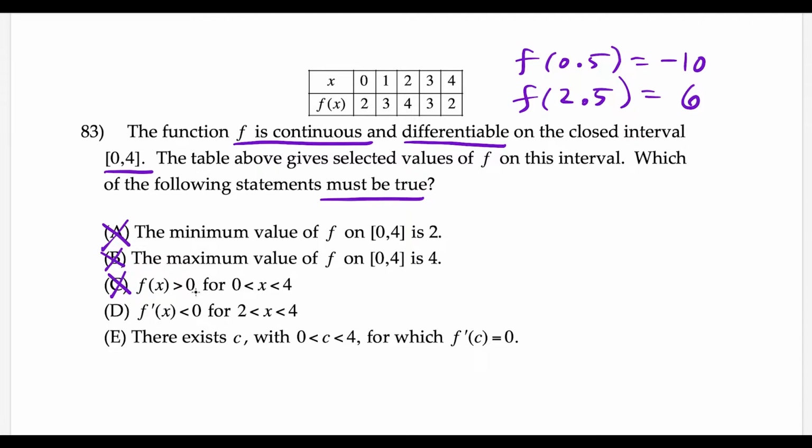And then we have the derivative is negative between 2 and 4. Now, this one, once again, they're just trying to trap you with all of these, but f prime is negative would mean that f is decreasing.